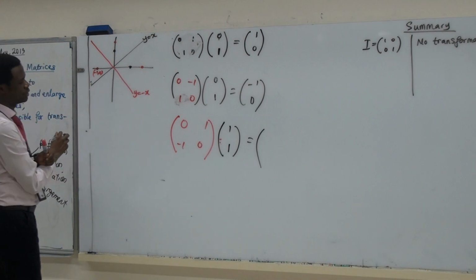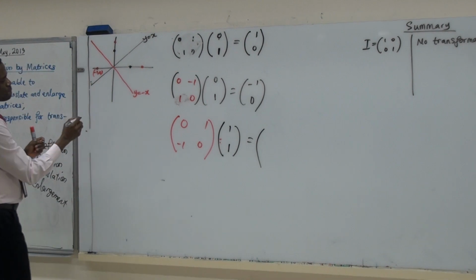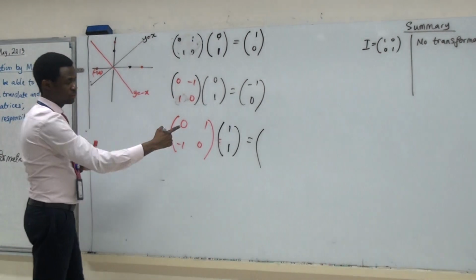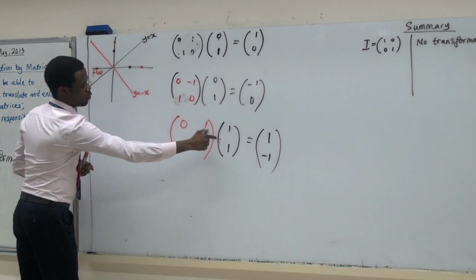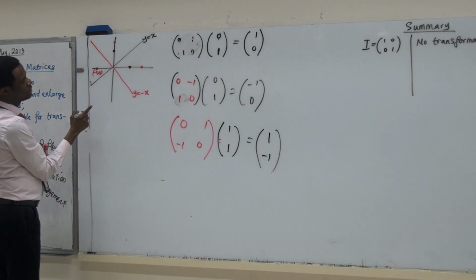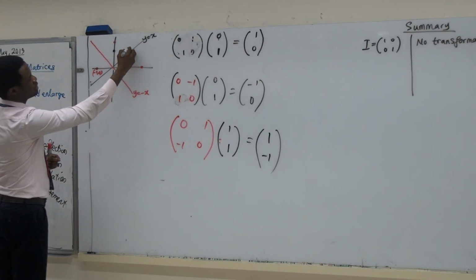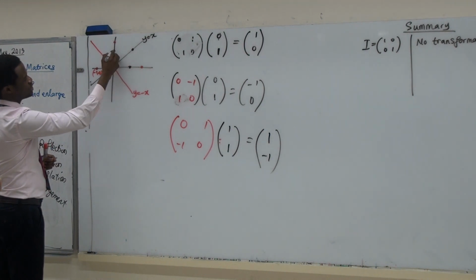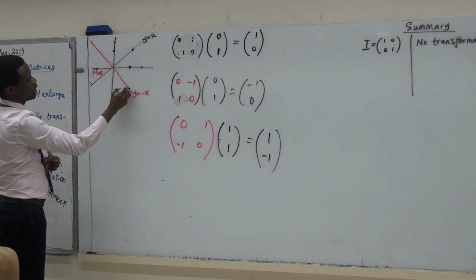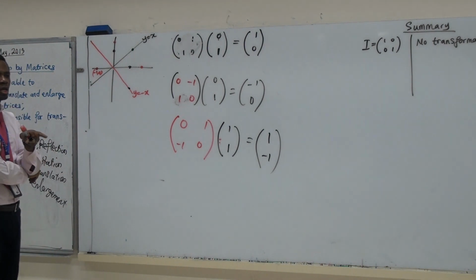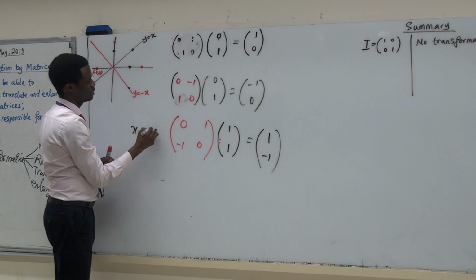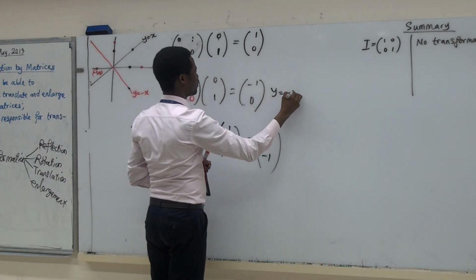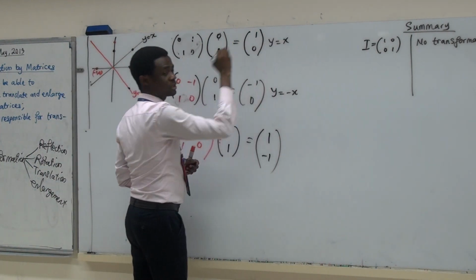Okay, so what does that tell you? Do you agree this is 1, negative 1? So where is 1, negative 1? This is 1, 1. Down. Where x is 1, y is negative 1. So what's that? Reflection along the x-axis. So this is the reflection along the x-axis. This is y equals negative x. This is y equals x.